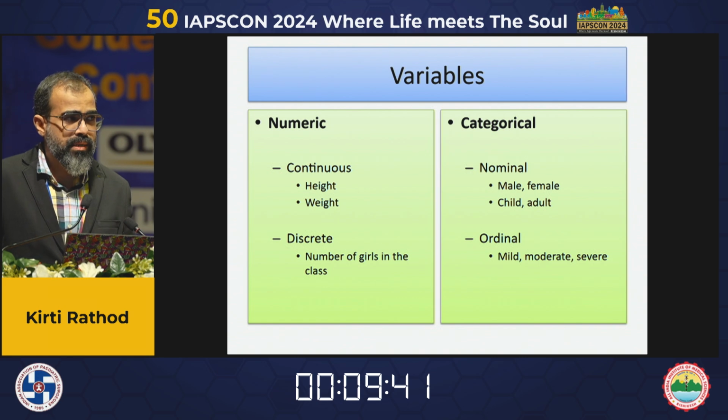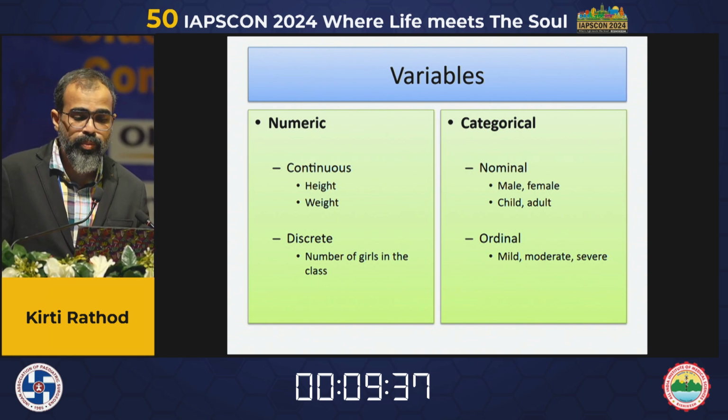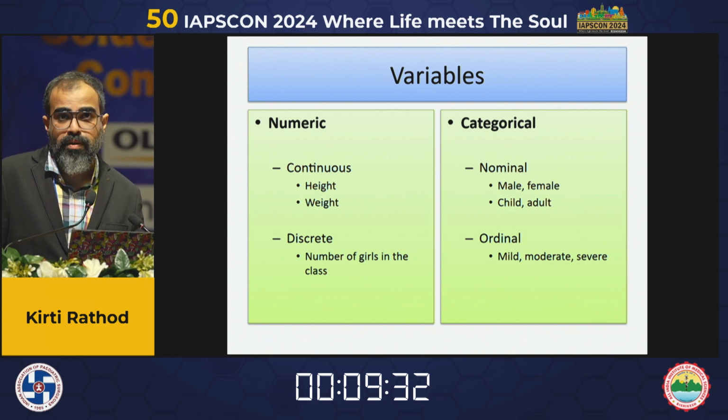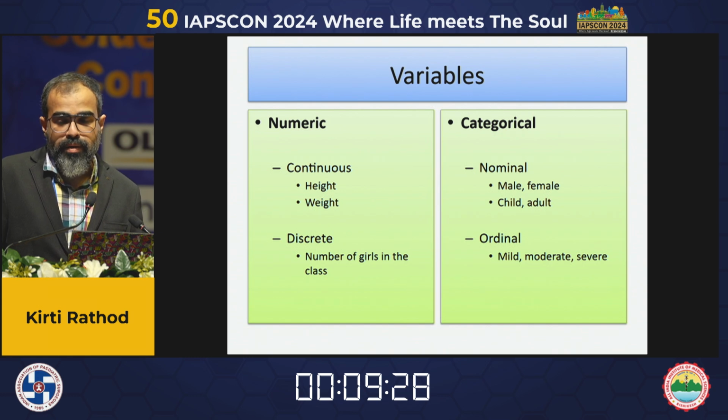Start with the simplest concept in statistics. We all know variables. Variables are divided into numeric and categorical. Numeric can be continuous, which is height and weight, or discrete, which is the number of people in a room like this hall. Categorical can be nominal, when we can categorize them as male, female, child, adult, or ordinal, when we can grade them from mild, moderate, severe.